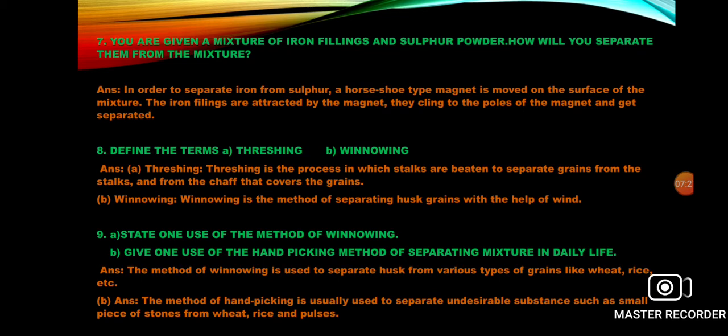Okay. Now question number 9. State one use of the method of winnowing. What is the use of the method of winnowing? The method of winnowing is used to separate husk from various types of grains, like wheat, rice, etc. Now give one use of the hand picking method of separating mixtures in our daily life. The method of hand picking is used to separate unwanted substances, like small pieces of stone and insects, from rice, wheat and pulses.